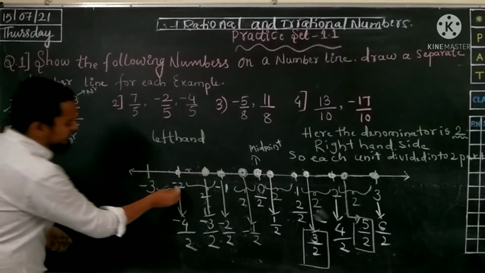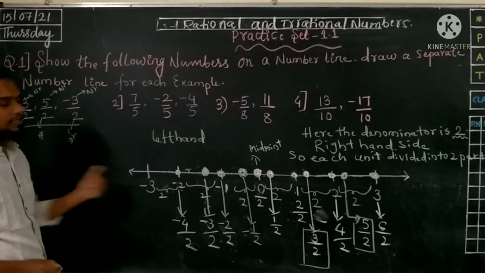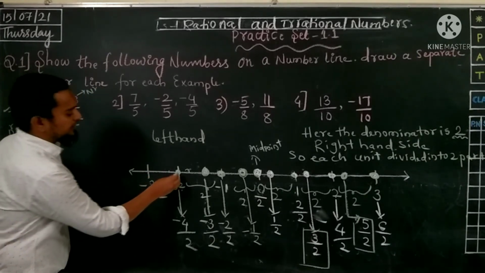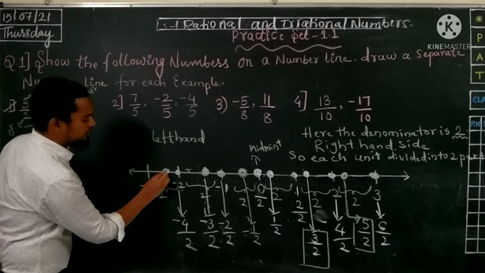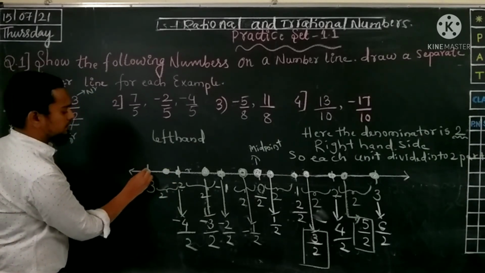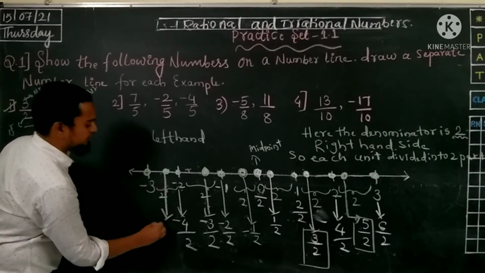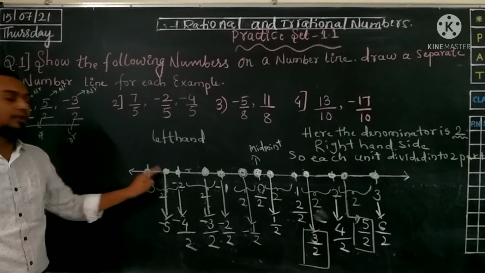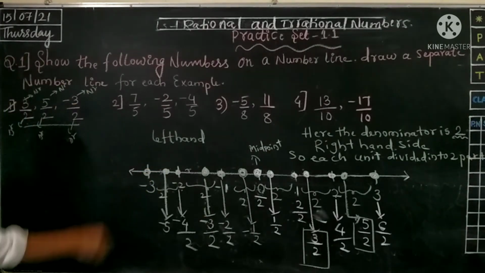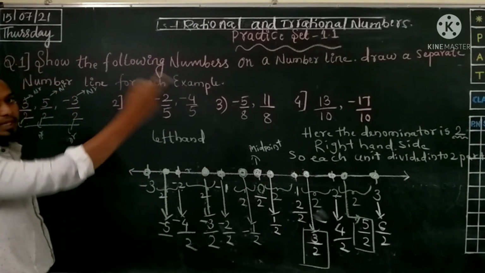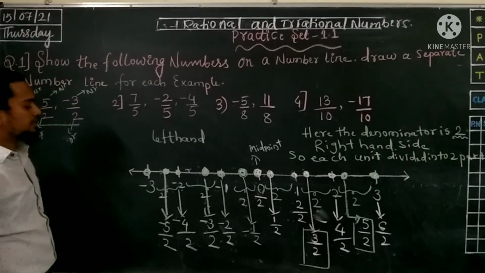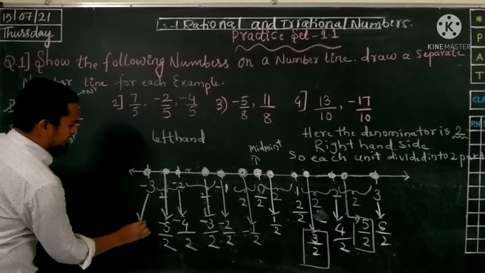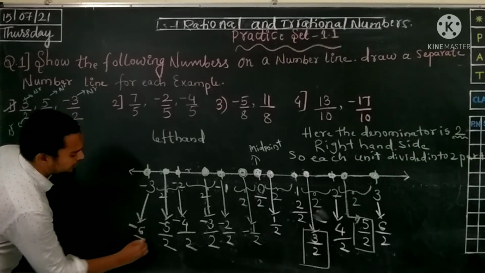Okay. Next, the difference between minus 2 to minus 3. The difference between minus 2 to minus 3 is 2. We will leave minus 2, 1 unit, 2 unit. This is considered as minus 5. Why are we taking minus 5? This point is the fifth point, fifth point or fifth unit. Fifth unit upon the denominator given 2. Next, this is the sixth point or sixth unit. Sixth unit, minus 6 upon 2.